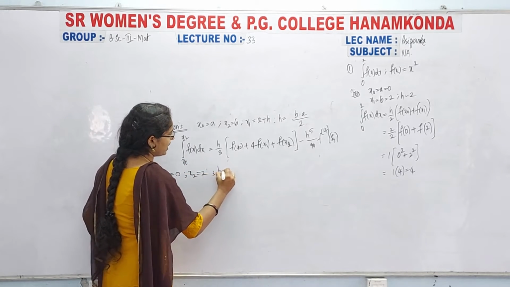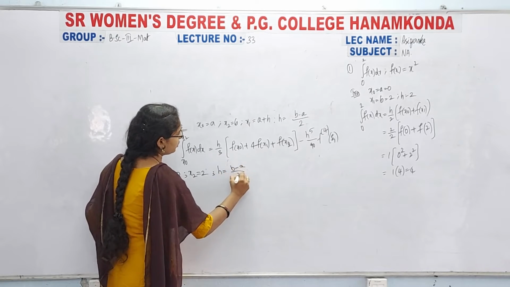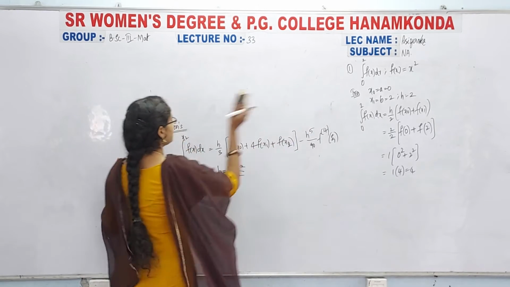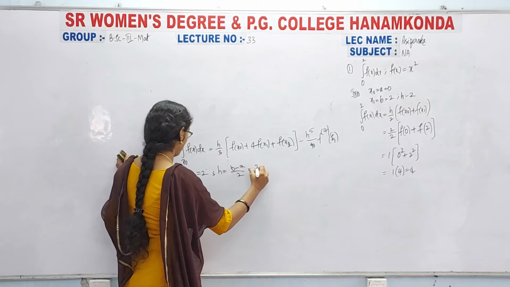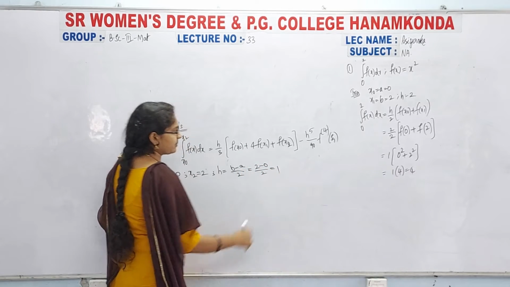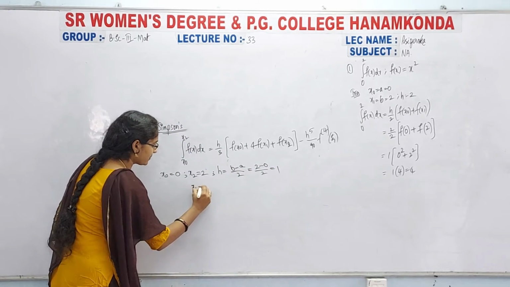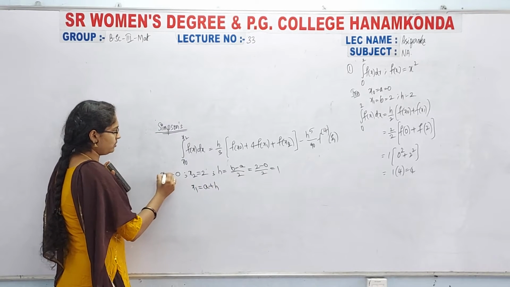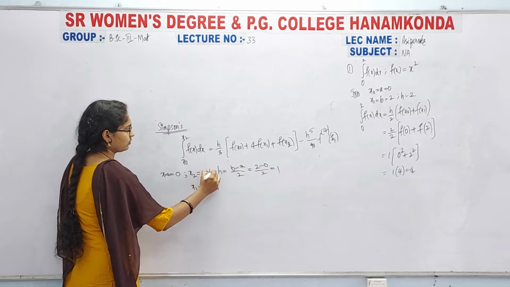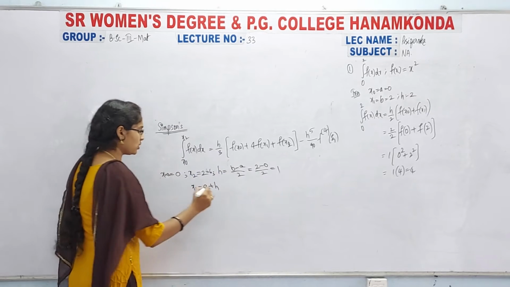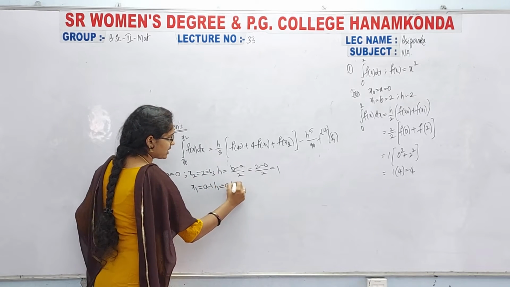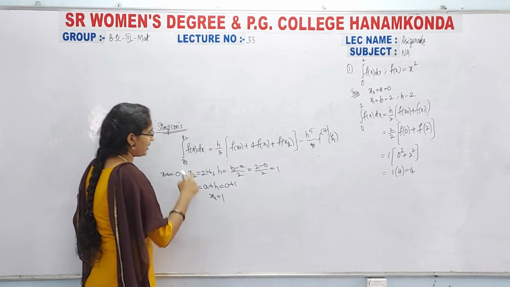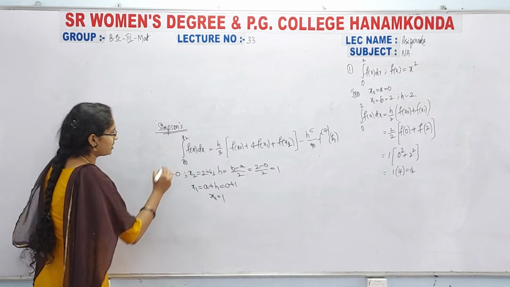Next, what is the h value? h is (b minus a) by 2. What is b here? 2 minus 0 by 2, which is nothing but 1. Now x1 equals a plus h. a means this first value, that is 0. So 0 plus h value, which is 1. So x1 equals 1, the middle point.